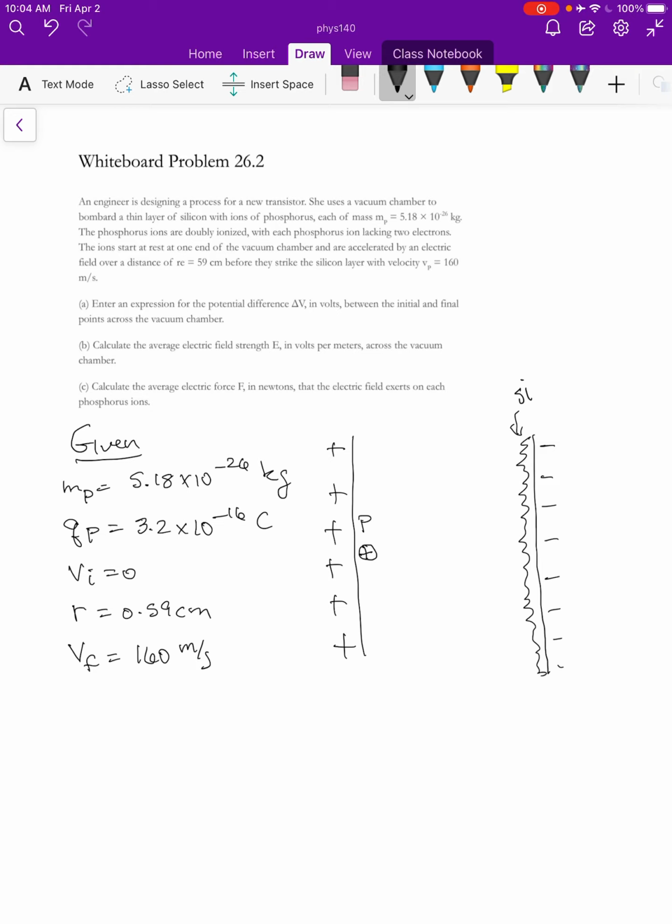So there will be an electric field in here, right, that's going to be pointing in this direction, showing you the force that the positive charge would feel. And we were given this radius over which the charge is accelerating. Okay, so that's kind of a visual of what's happening. And then the phosphorus is going to get down here, moving fast, and then bombard the silicon.